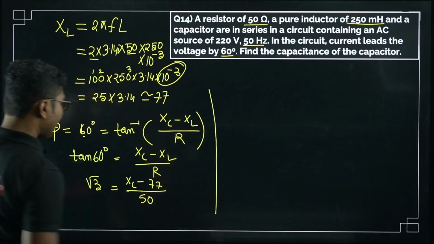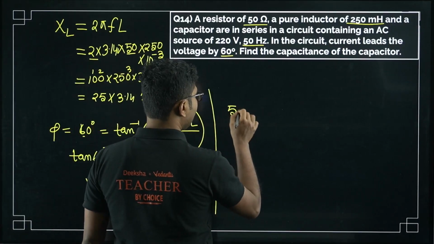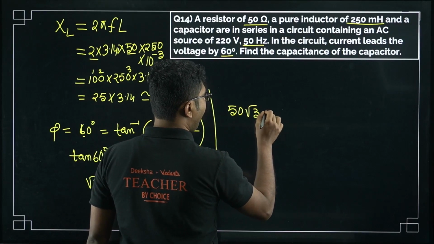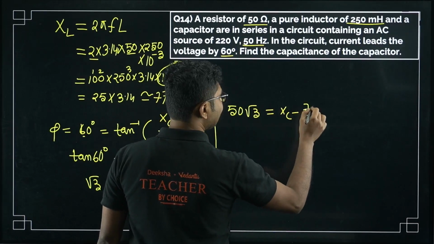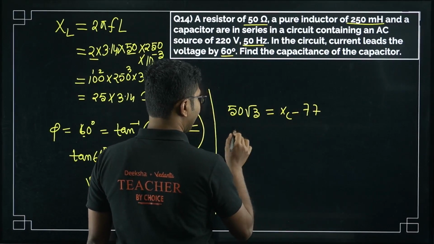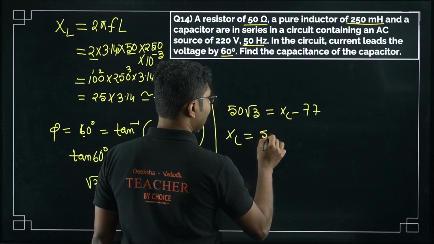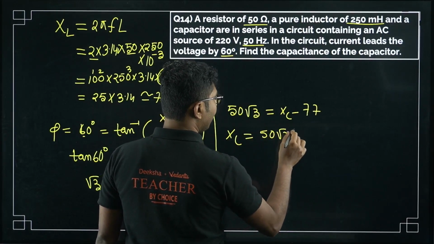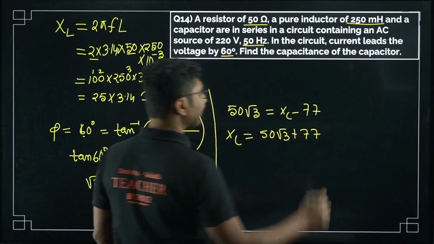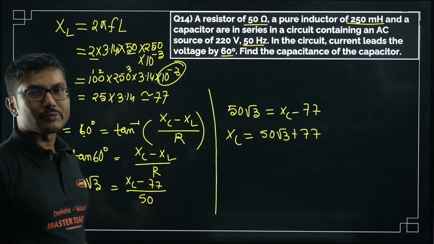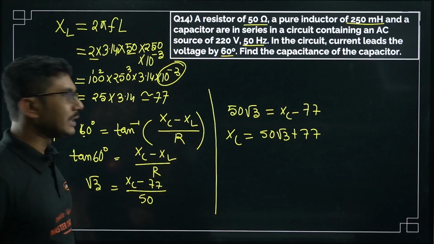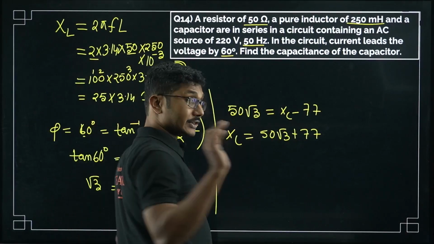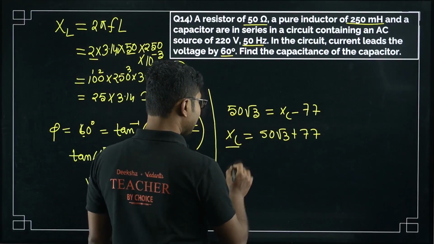Now simplify. So 50 root 3 equals XC minus 77. So XC is 50 root 3 plus 77. That is why I said this problem requires a calculator, but the steps are only mathematical, not super complicated physics-related calculations. Now this is not over.